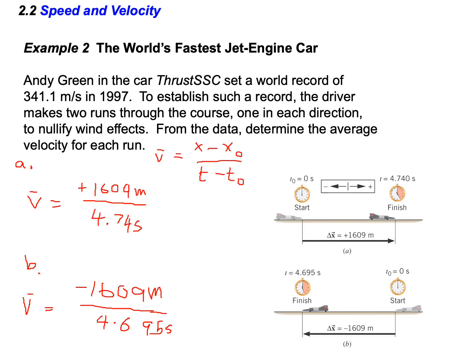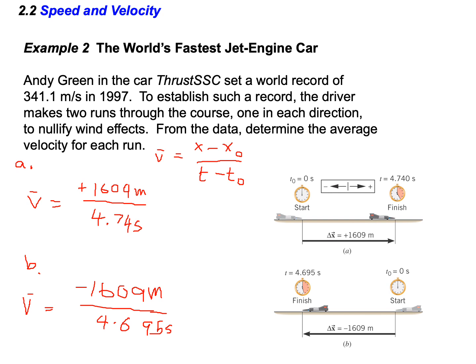Okay, here's an example in your textbook. There are two cases here. It moves from left to right and then right to left. So we have to consider both occasions if you want to calculate the average velocity. So let's consider case A. The car moves from left to right.